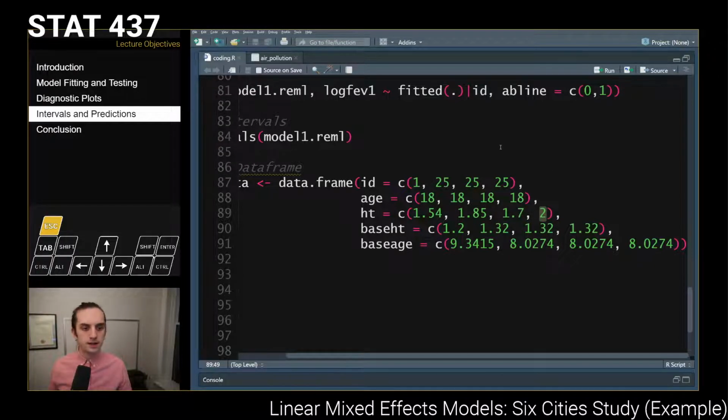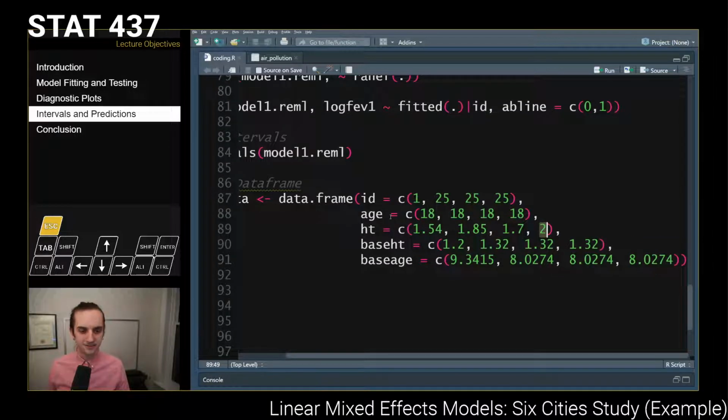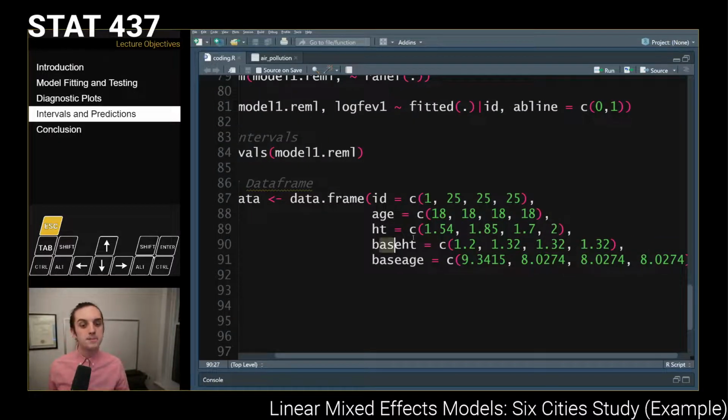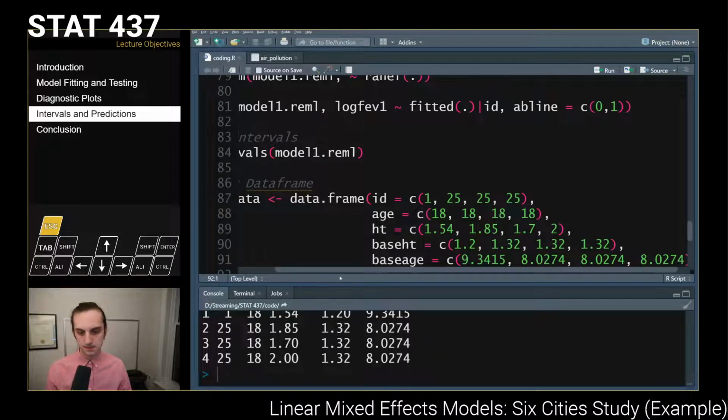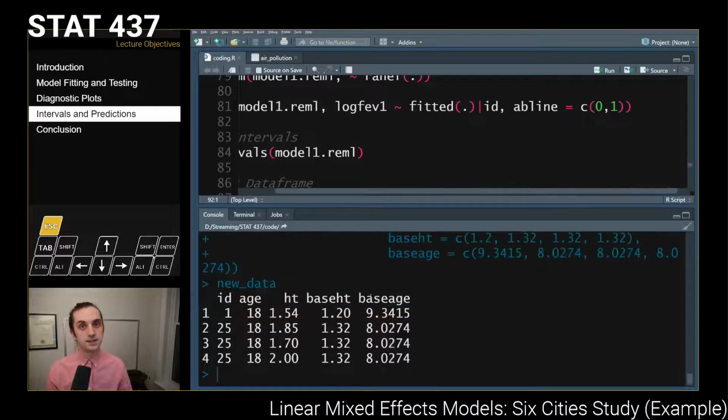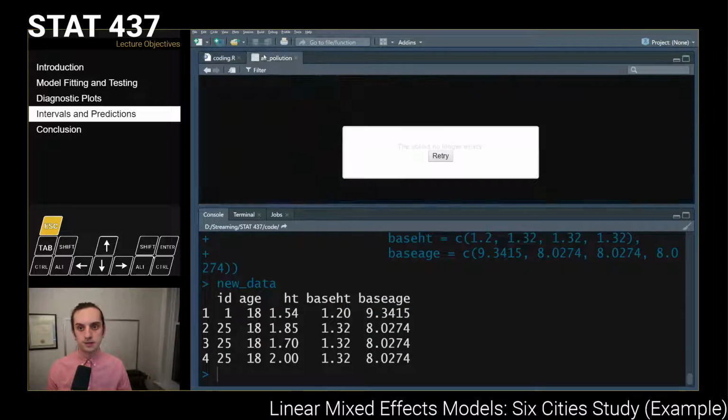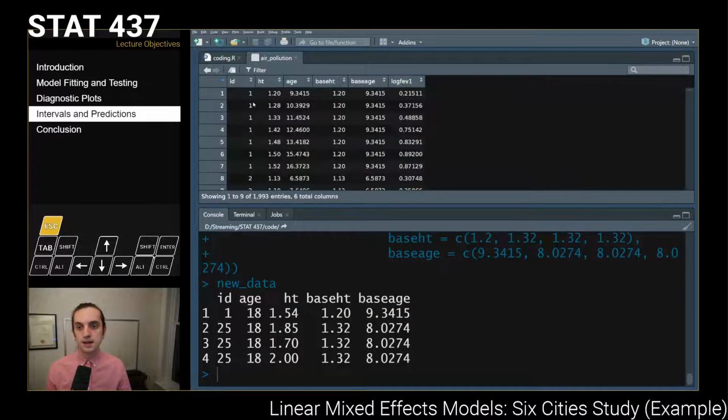And I'll show you why I'm picking that out for those individuals at this point. Baseline height and baseline age were actually observed in the data set, so I've just copied and pasted the relevant values here. If I define this new data frame, you can see it gives us a data frame that looks kind of like our air pollution data frame, but in this case it's made-up data.